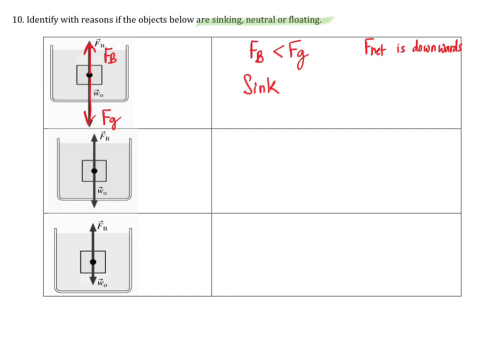How do I know that Fg is greater than Fb? By looking at the length of the arrow. I can see that of these 2 arrows, the length of Fg is greater and the length of Fb is smaller.